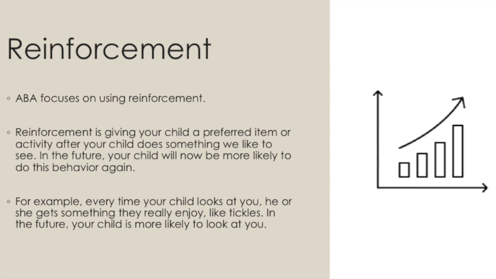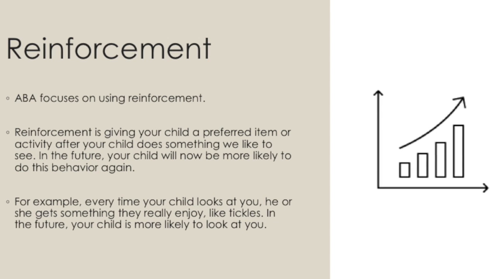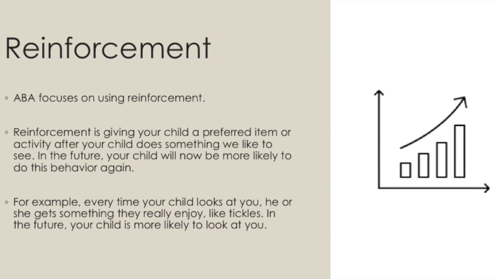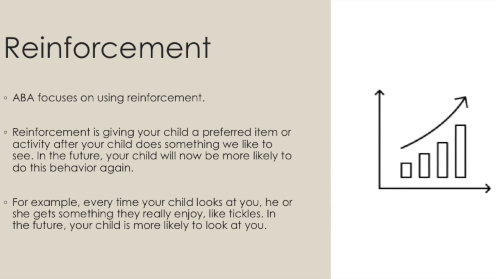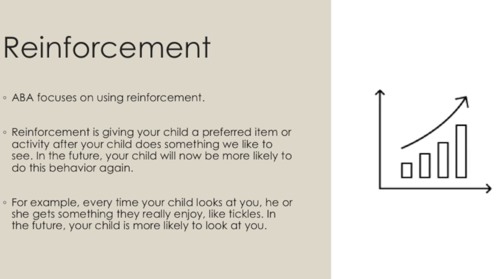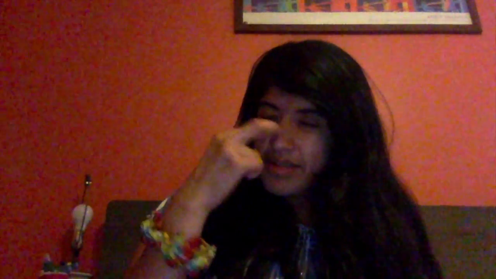Alright, so let's give you the definition of reinforcement. Really boring definition. Reinforcement is giving your child a preferred item or activity after your child does something we like to see. In the future, your child will now be more likely to do this behavior again. For example, every time your child looks at you, he or she gets something they really enjoy, like tickles. In the future, your child is more likely to look at you, right? Now look at you, mom, now.